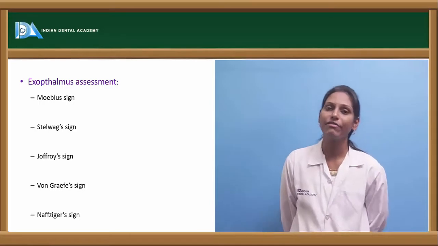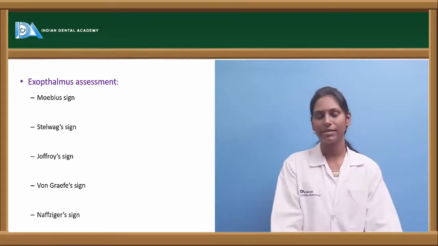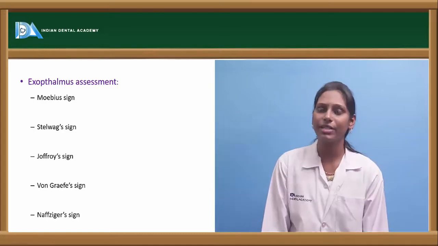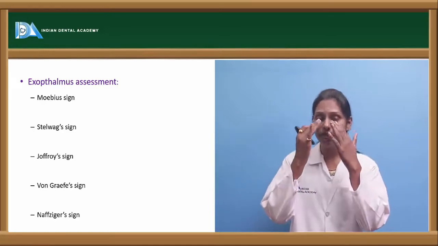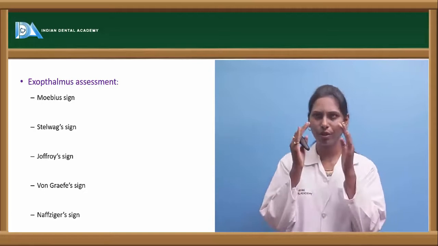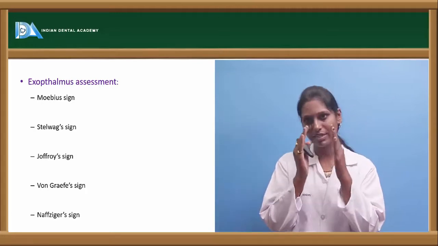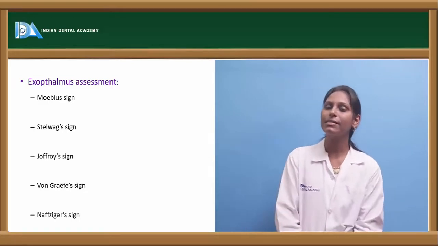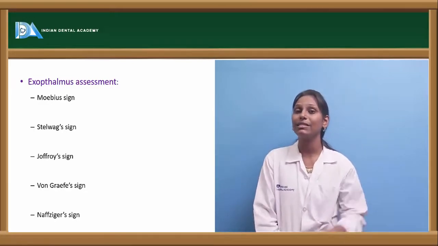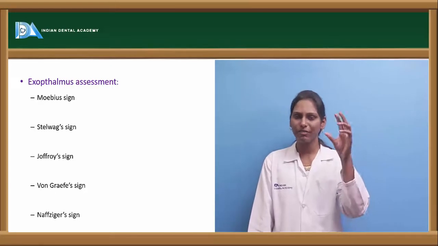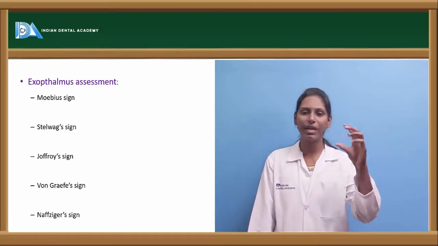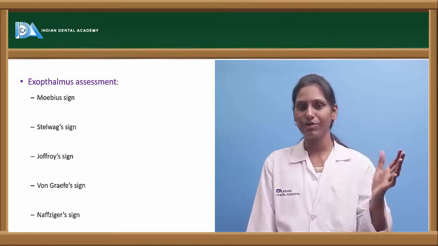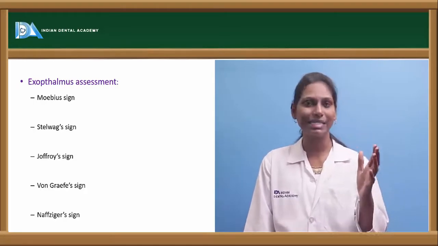And for this exophthalmos assessment, we have various signs, like I told you. One is Mobius sign. What is this Mobius sign? Mobius sign is a condition where the convergence of the eyes does not happen. The patient cannot achieve convergence of the eyeballs, it is absent in Mobius sign. And we have Stellwag sign. Stellwag sign is nothing but a staring type of look. The patient will not have blinking as a normal person has, there is decreased blinking. In Stellwag sign, the patient will have a characteristic staring look.